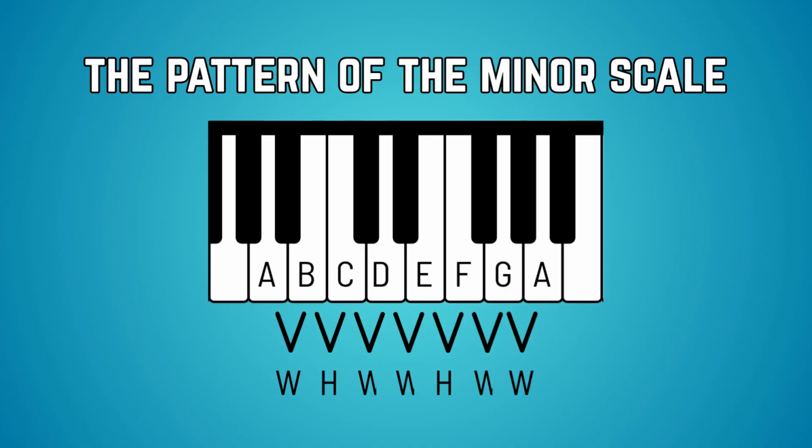From A to B is a whole step. From B to C is a half step. From C to D is a whole step. From D to E is a whole step. From E to F is a half step. From F to G is a whole step. And from G to A is a whole step. That gives us the complete natural minor pattern. This pattern remains the same no matter which note we begin on.